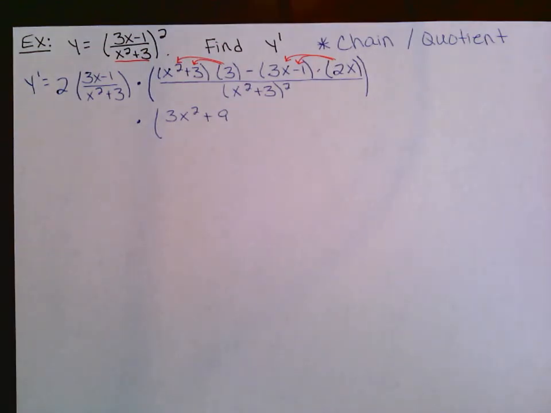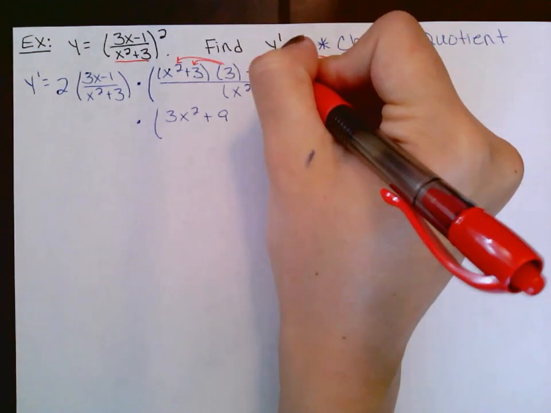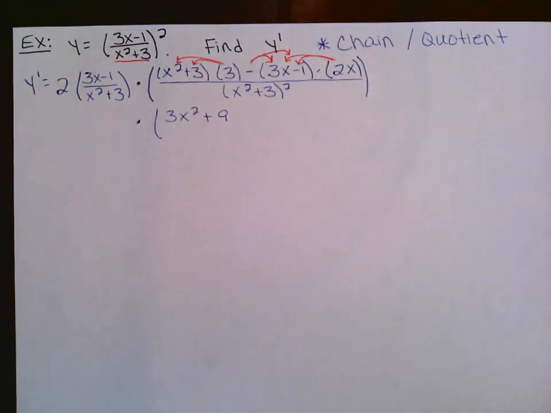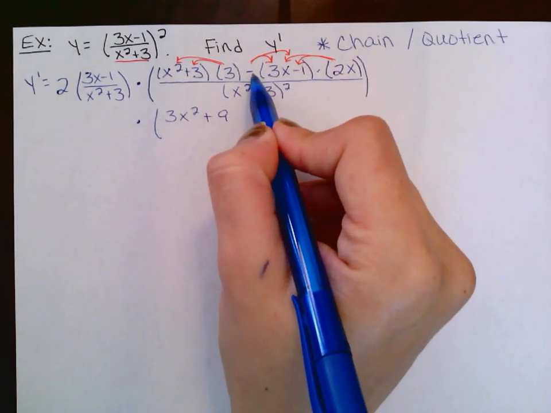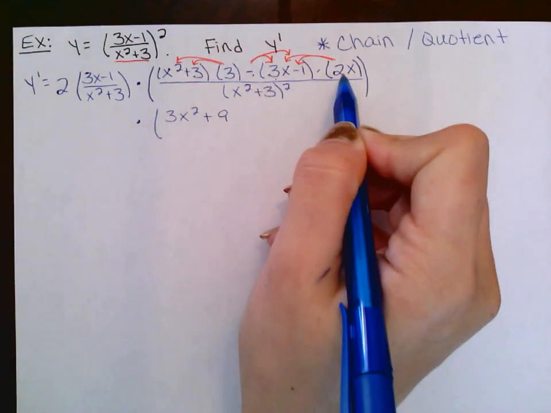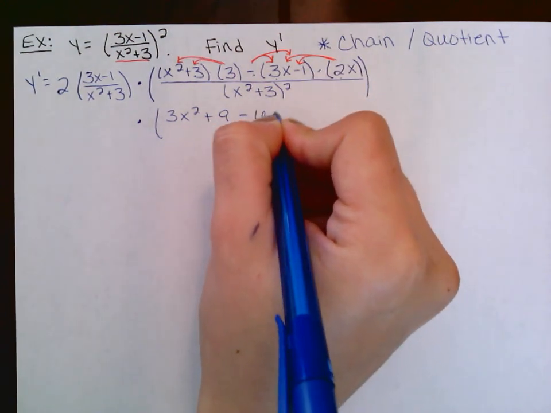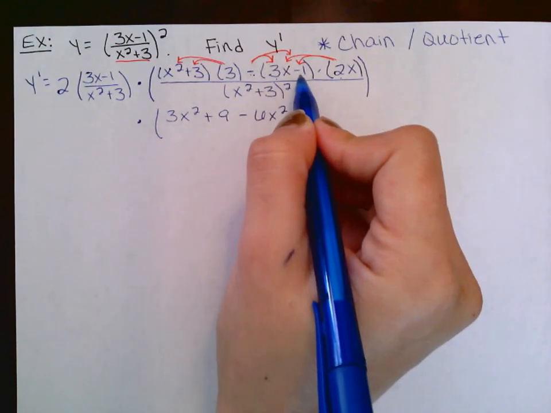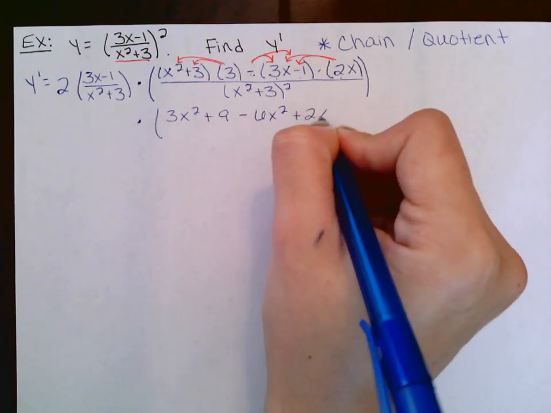Ooh, look what I forgot to do. This would have been a big mistake here. We have to also distribute this negative. Be very careful with that. Very common mistake. So a negative times a 3x and times a 2x gives me a negative 6x squared. And then a negative times a negative 1 times a 2x gives me a positive 2x.